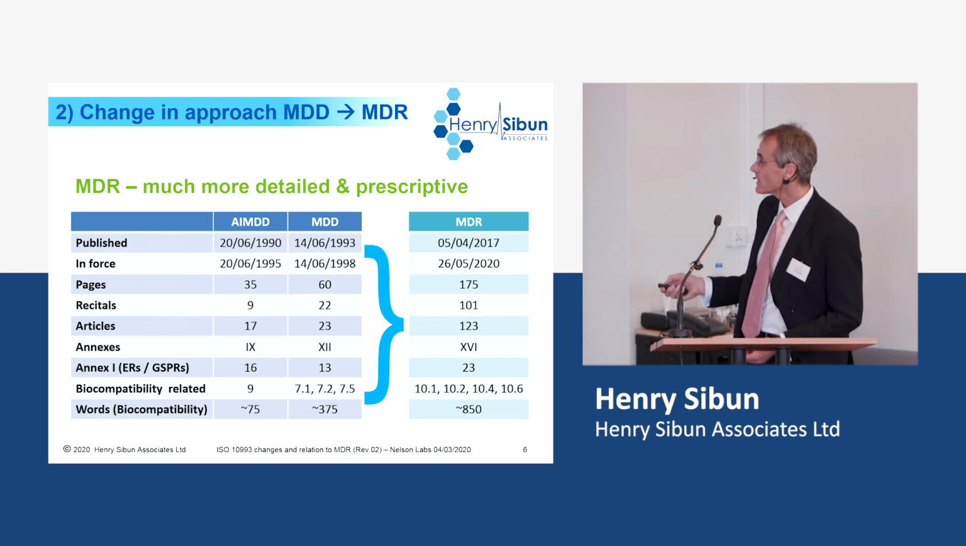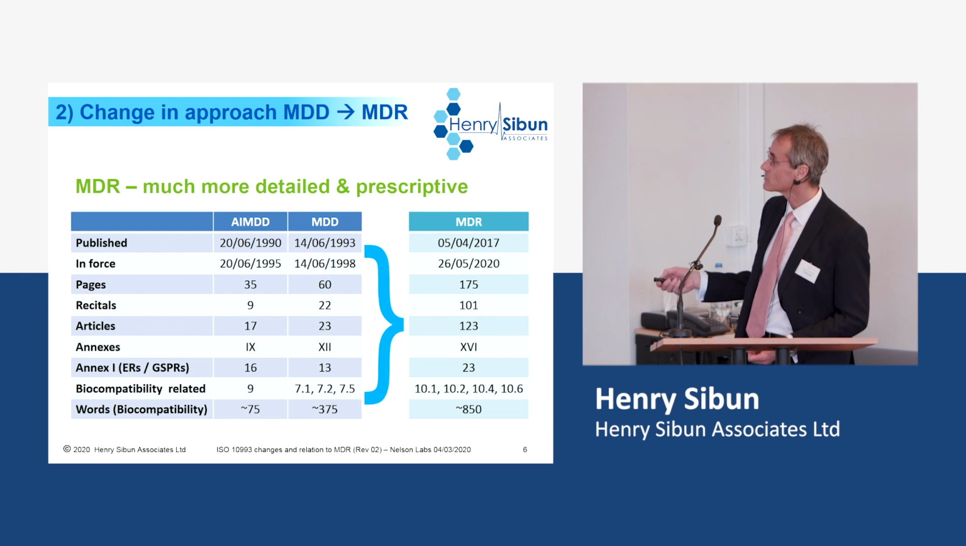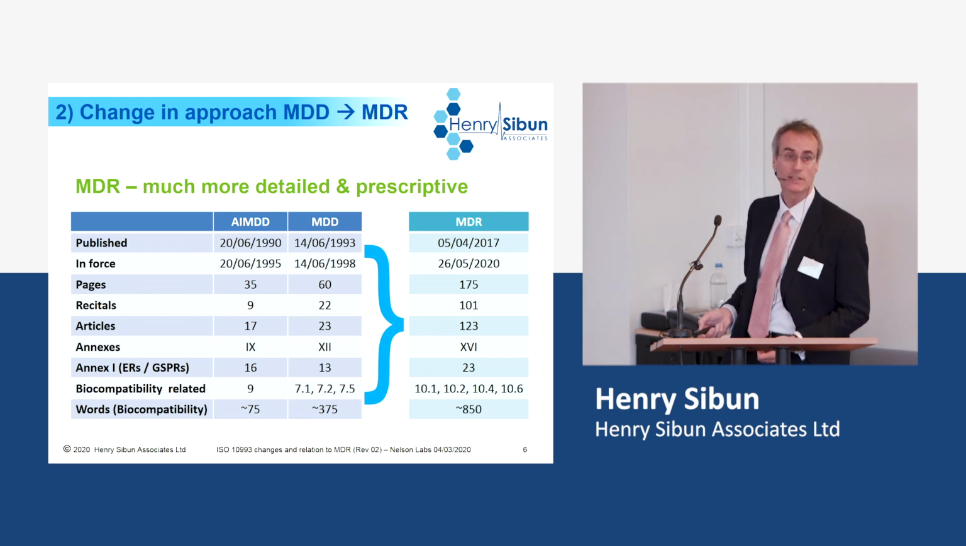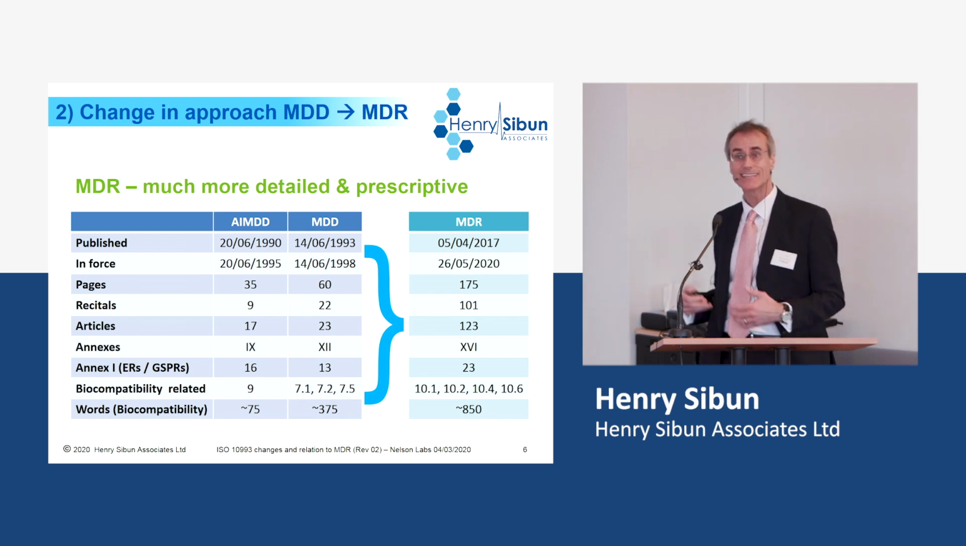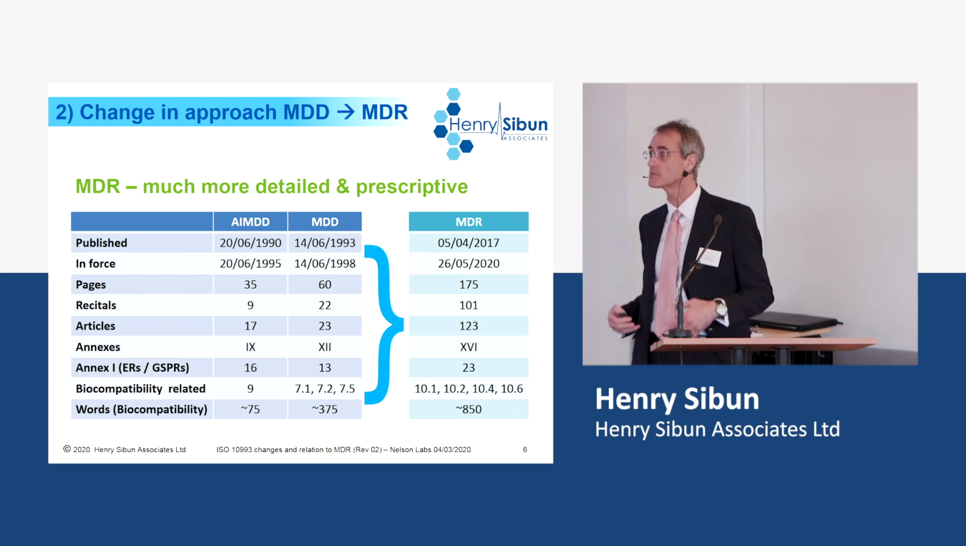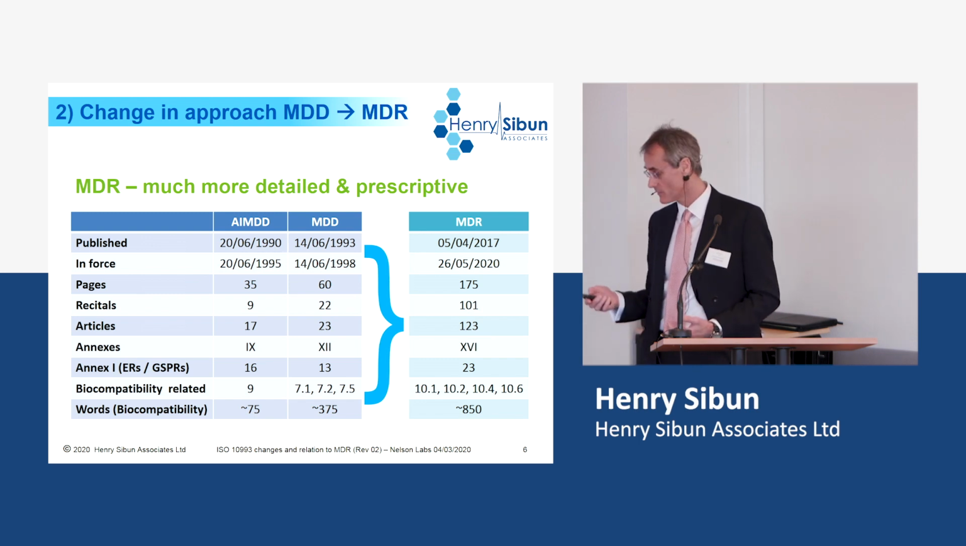In terms of biocompatibility, we had 3 essential requirements, we've now got 4. Okay, and the content here is probably just over double the length it was in the MDD. So in some respects, it's an easier document to work with because it's telling you what to do in more detail than before.